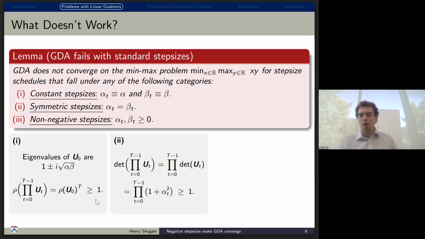Now, for symmetric step sizes, the determinant of the final update matrix is going to be the product of the determinants of all the update matrices. This is the product of something that turns out to be 1 plus a square number, meaning that the final determinant is certainly greater than 1. And therefore, similarly, the spectral radius must also be greater than 1.